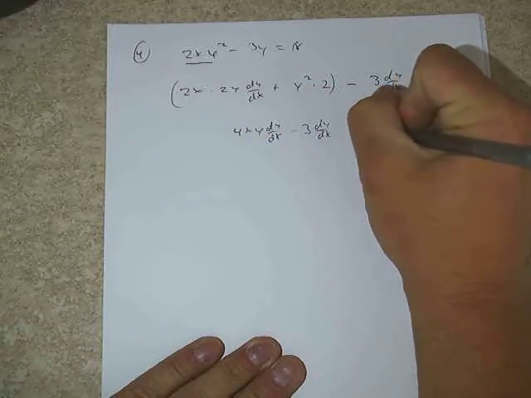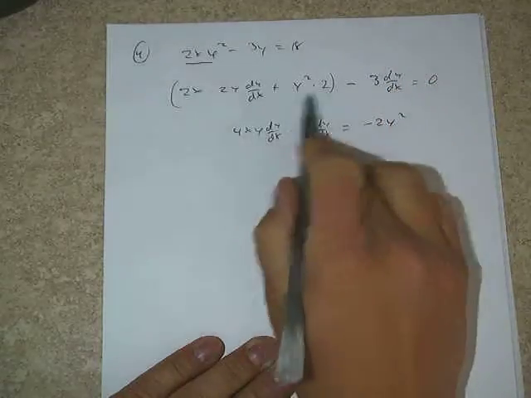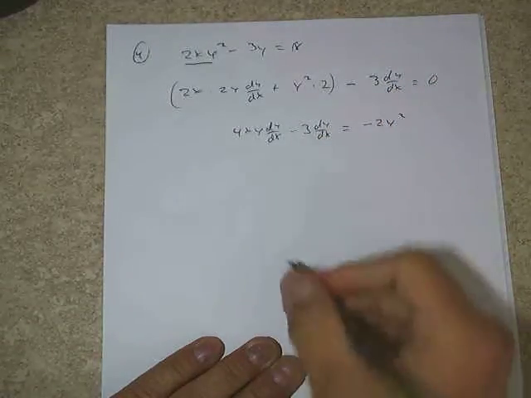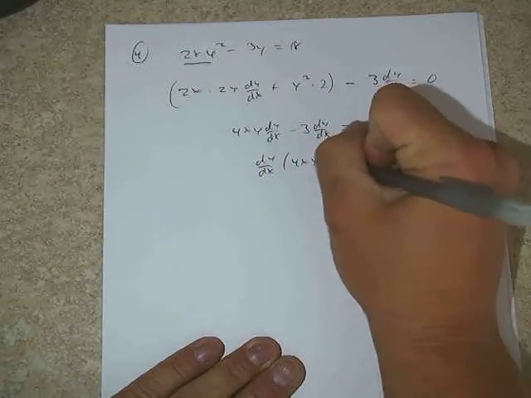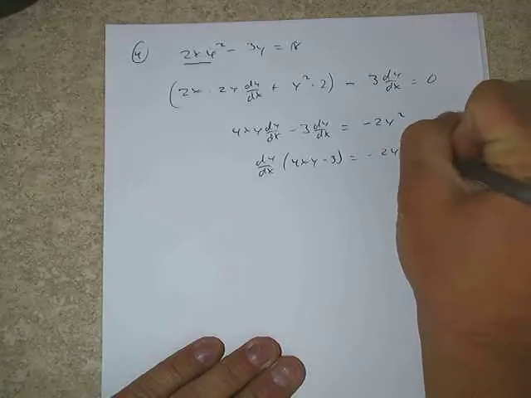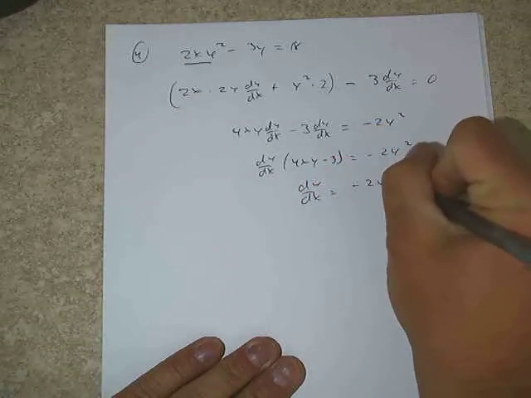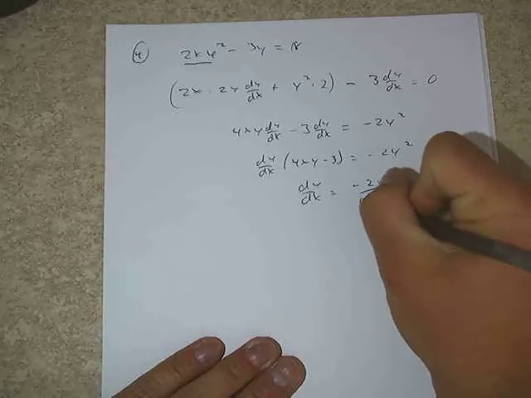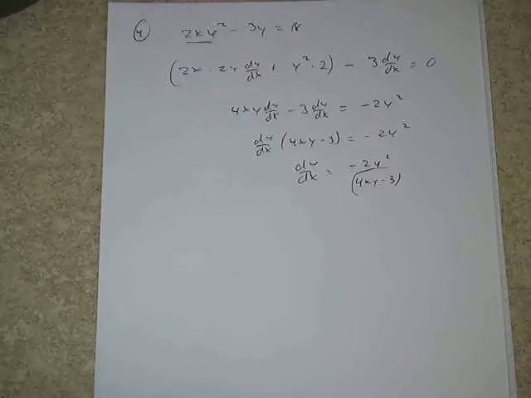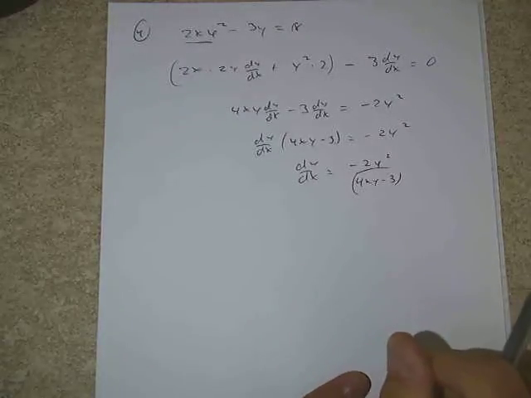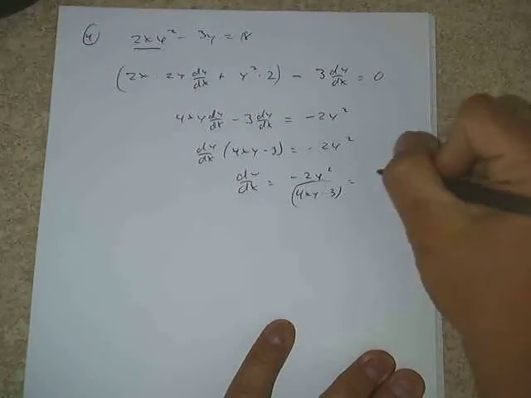So if we collect the terms that have dy/dx, then over here we'd have 4xy dy/dx minus 3 dy/dx. And then on the other side we'll put the other term, which is negative 2y squared. So we'll take that and ship it over to the other side. And then if we factor out the dy/dx out of these two, and then divide, we can get our dy/dx to be negative 2y squared over 4xy minus 3.